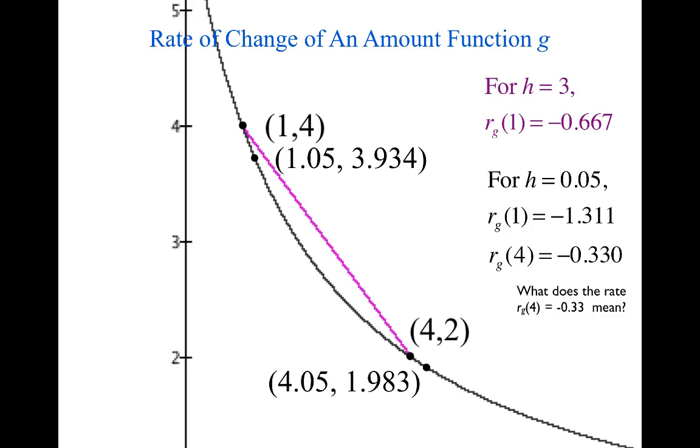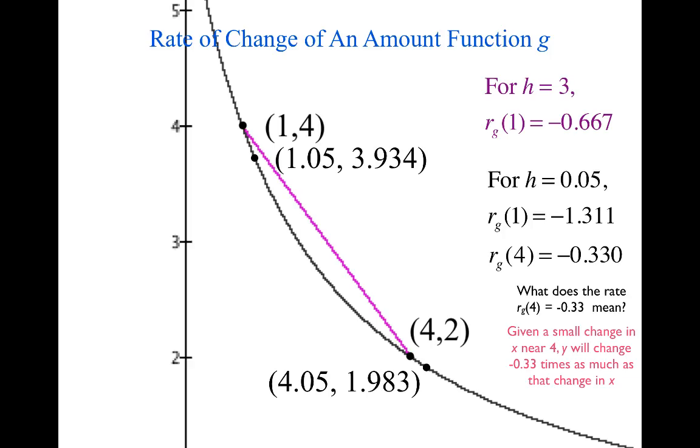Right, good. So it means given any small change in x around 4, the change in y will be negative 0.33 times that much. So given a small change in x near 4, y will change negative 0.33 times as much as that change in x. You should have said something like that, right? Any questions?